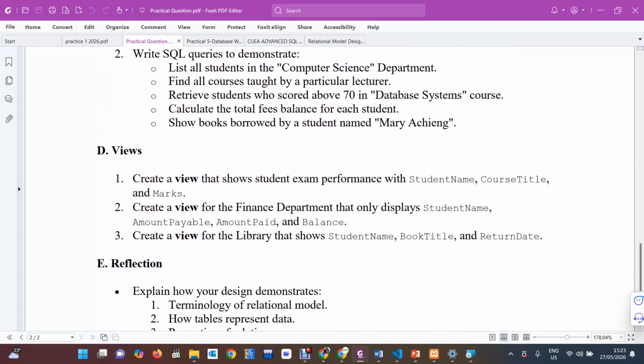D is views, because I also want to look at the views. So create a view that shows students' exam performance with student name, course title, and marks. Create a view for the finance department that only displays student name, amount payable, amount paid, and the balance. Create a view for the library that shows student name, book title, and return date.